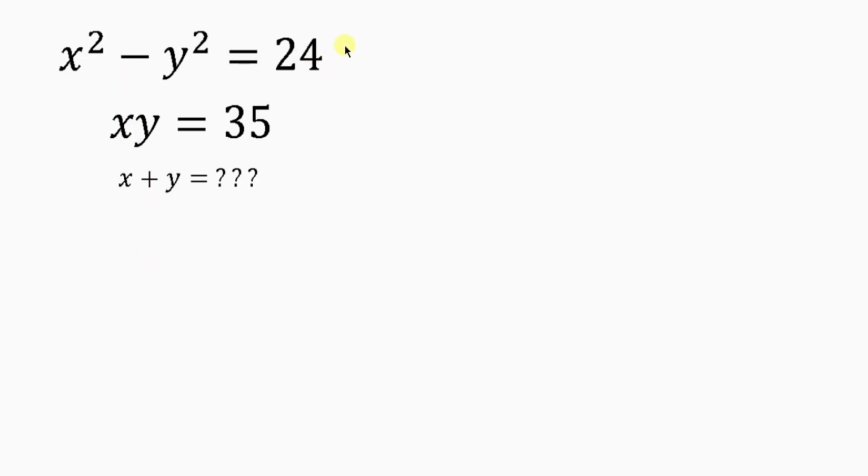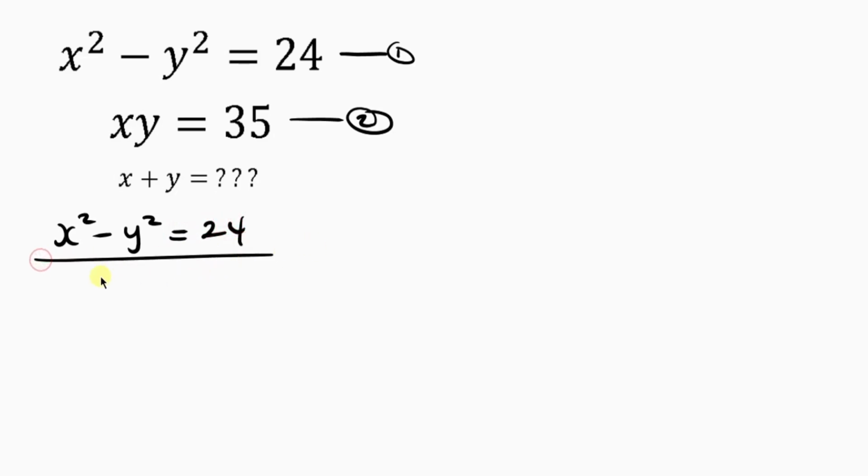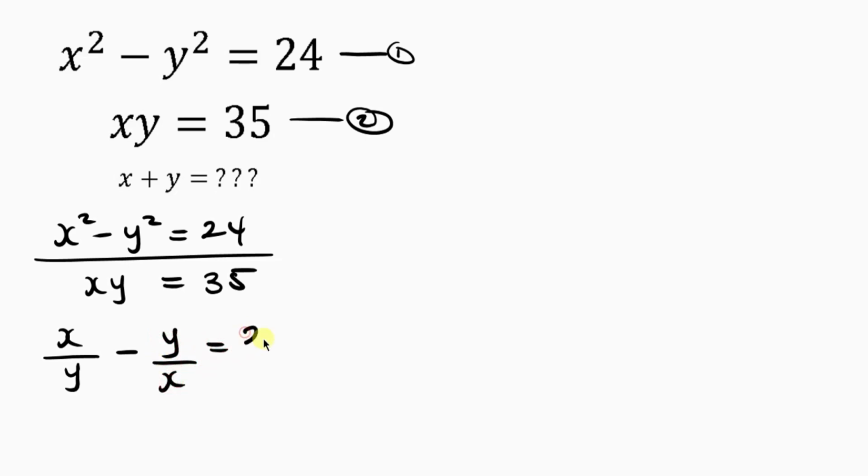Well, our first step is to call this one equation 1 and call this other one equation 2. So let's divide equation 1 by equation 2. So I have x squared minus y squared equal to 24, which is my equation 1. I'm going to be dividing this by equation 2, which is xy equal to 35. So let's divide. X squared divided by xy, I'm going to be having x over y, minus y squared divided by xy, I'm going to be having y over x, equal to 24 over 35.